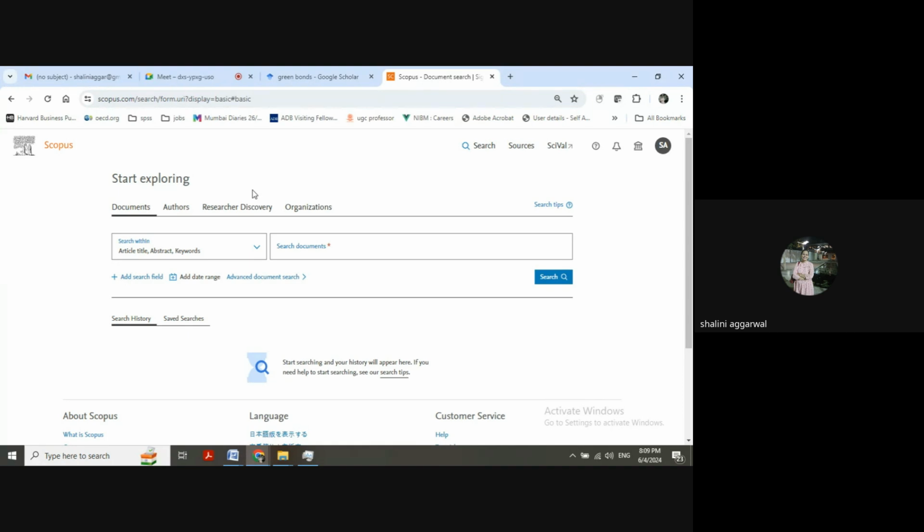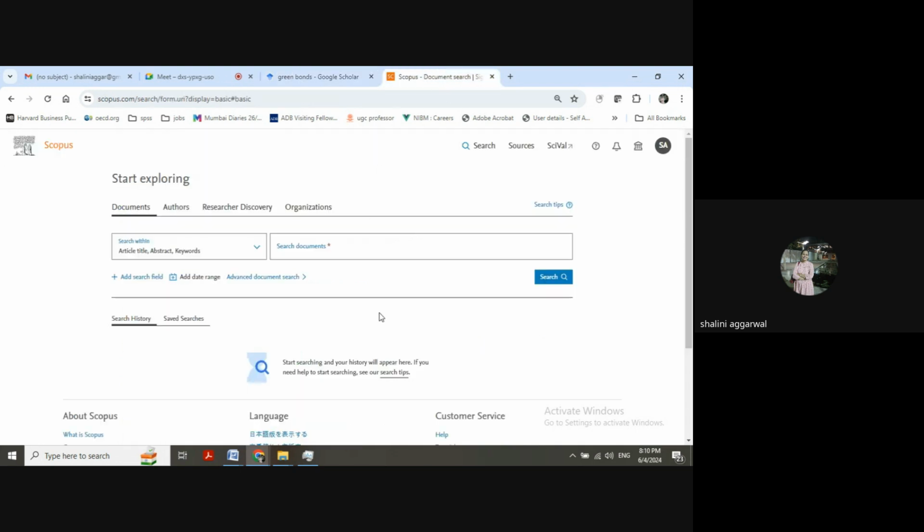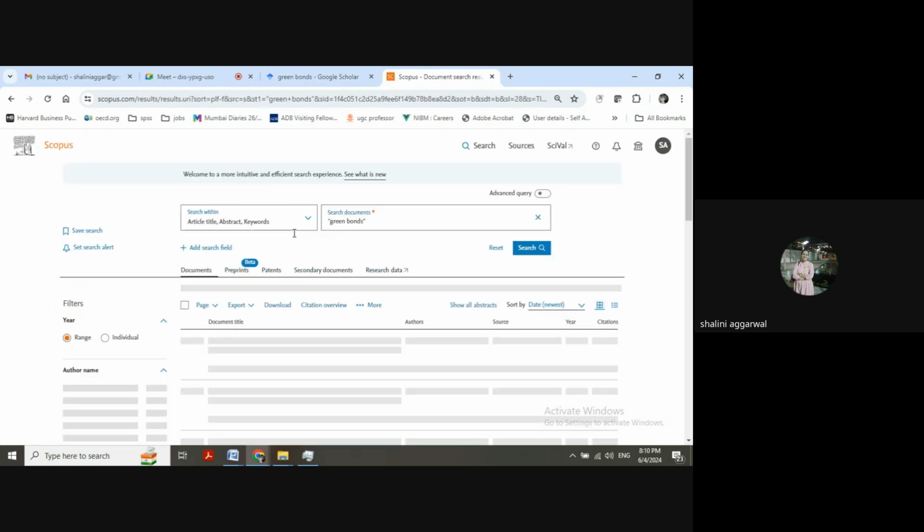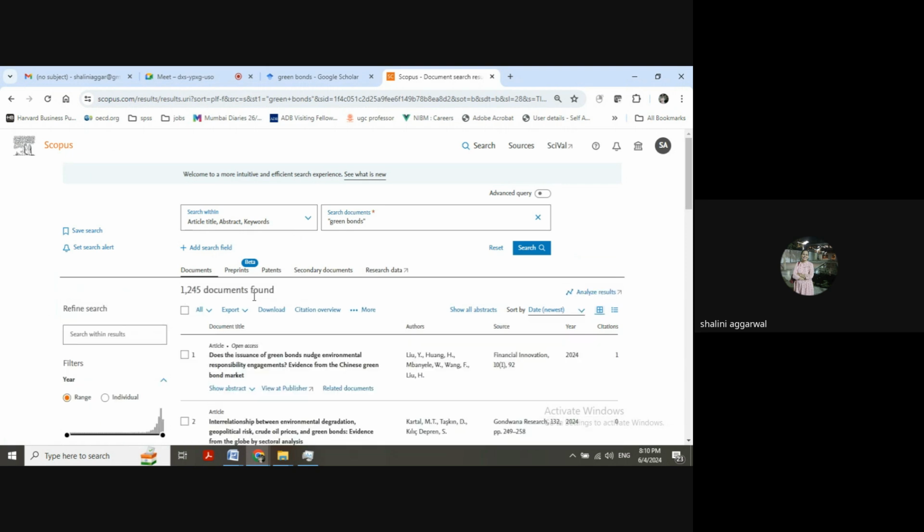So what I told you was how to find out the research gap. One way is the Google Scholar website: you put in your topic, and all the papers that come out, you read and try to find the variables that have not been studied till now. Another way is with the help of Scopus or Web of Science. You put in green bonds, click on it, and a lot of papers will come.